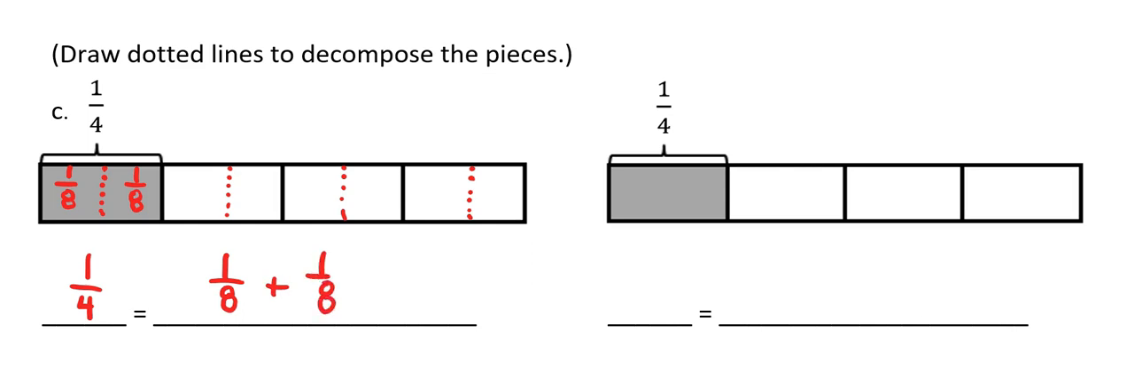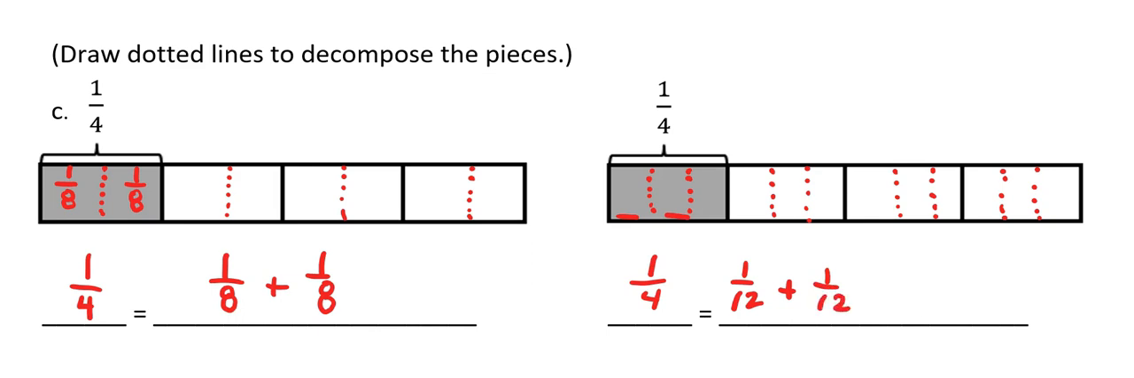We'll do the same thing on the next tape diagram, only we'll divide it into more pieces. This time I'm going to divide each section into 3 pieces. I'll do that by drawing 2 dotted lines in each section. Now across the whole, I have 12 pieces. So this time my 1/4 is decomposed into 1/12 plus another 1/12 plus another 1/12. So that means 1/4 is equal to 1/12 plus 1/12 plus 1/12.